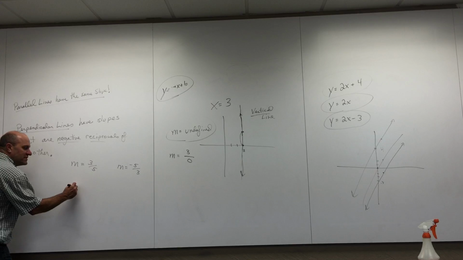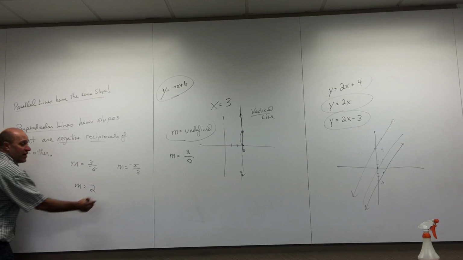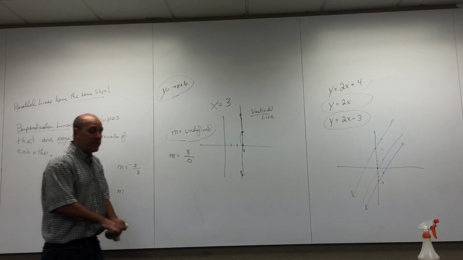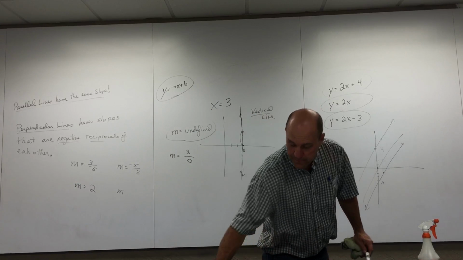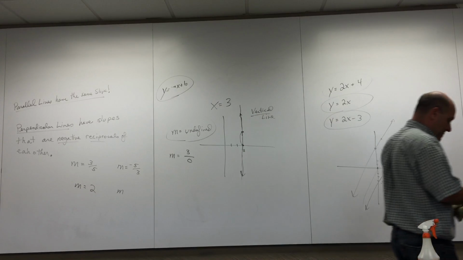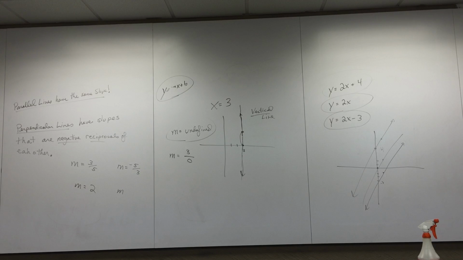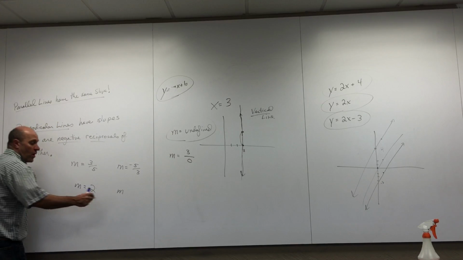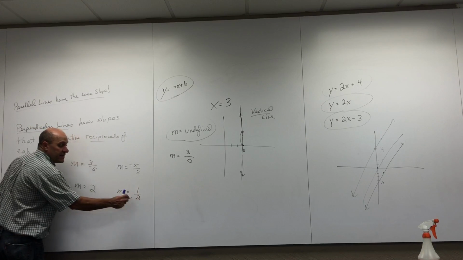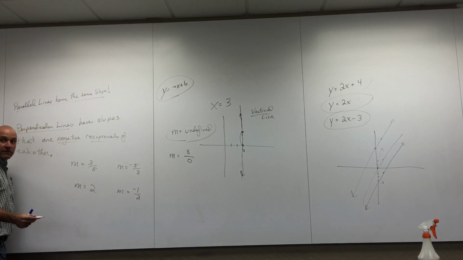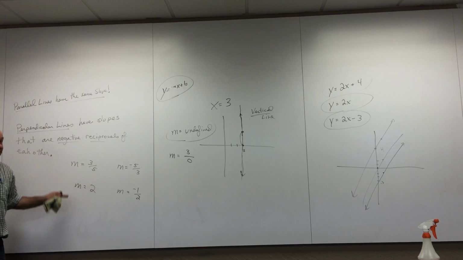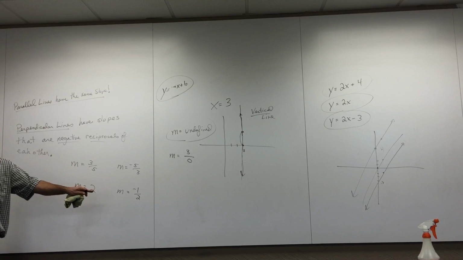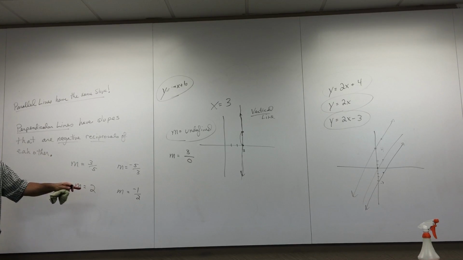Let's just try another one. If one slope was 2, the other slope would be the negative reciprocal. What would that be? The reciprocal of 2, which is like 2/1, would be 1/2. But it needs to be negative 1/2. Are you guys okay? If you find two lines that have these slopes, those lines will be perpendicular.